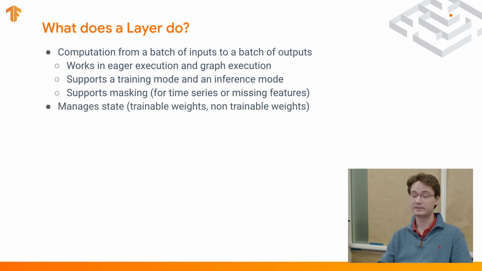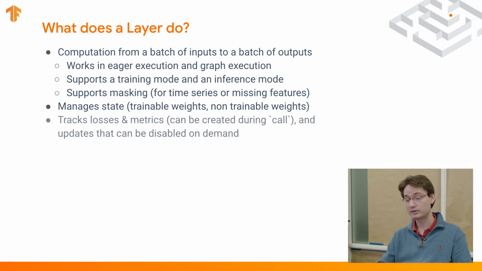A layer is also a container for state, meaning variables. So in particular, a trainable state, the trainable weights of the layer, which is what parameterizes the computation of the layer and that you update during backpropagation, and the non-trainable weights, which could be anything else that is manually managed by the layer implementer. It's also potentially a container that you can use to track losses and metrics that you define on the fly during computation. This is something we'll cover in detail.